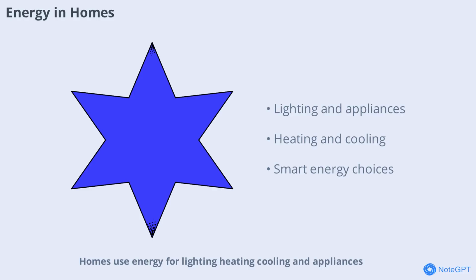Homes use energy for lighting, heating, cooling, and appliances. Making smart choices like using LED bulbs and energy-efficient devices can lower your energy bills. Understanding how energy is used at home helps you become a more responsible consumer.